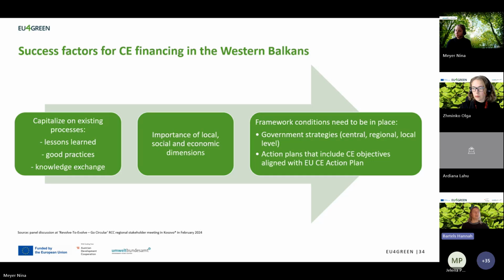But also we see the importance of integrating local, but also social and economic dimensions into frameworks that address circular economy. And it was argued that framework conditions need to be in place, and that really is government strategies on all levels, so central, regional, and local, that address circular economy considerations, as well as action plans that include CE objectives and are essentially aligned with the EU CE action plan that Olga has presented earlier.